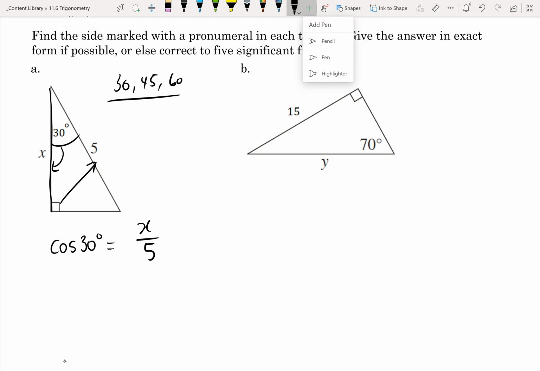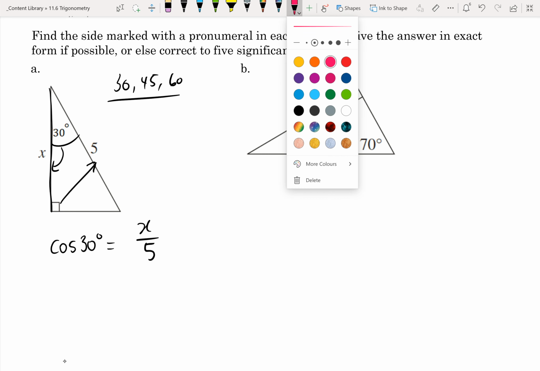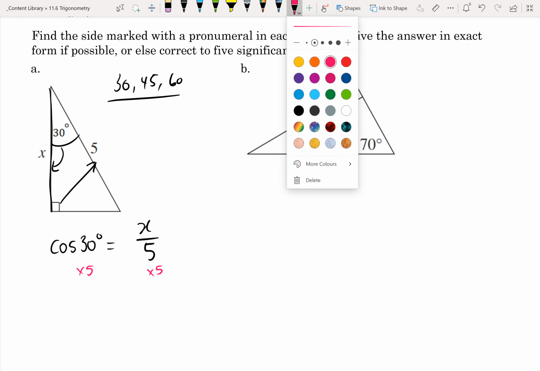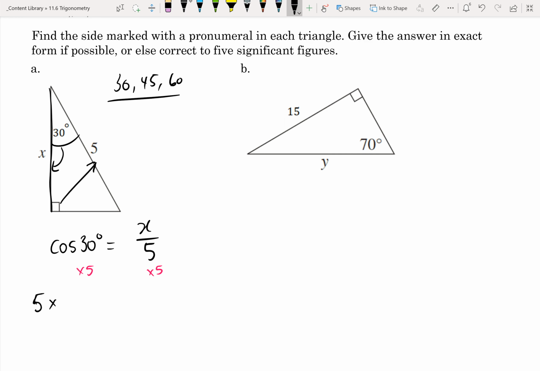So what we're trying to do in a question like this is isolate the variable, the value of x. To do so, I need to remove this 5 from this side here, so I'm just going to multiply both sides by 5. If I times by 5, times by 5, that leaves us with 5 times cos 30 degrees is equal to x. So x is equal to 5 times cos of 30 degrees.